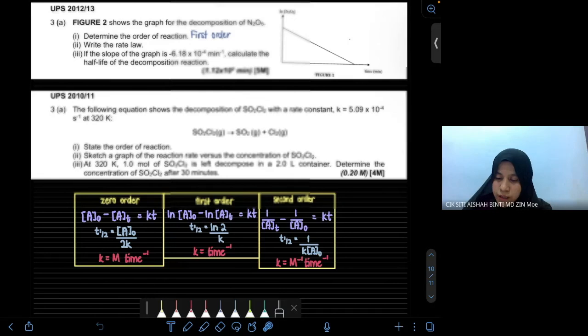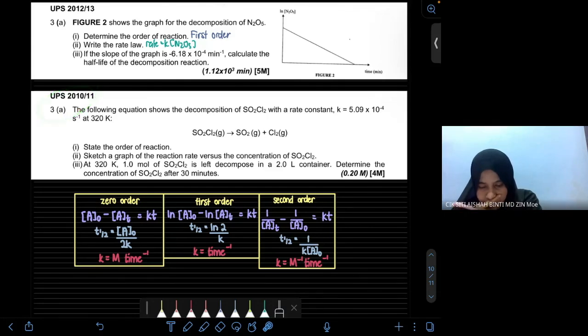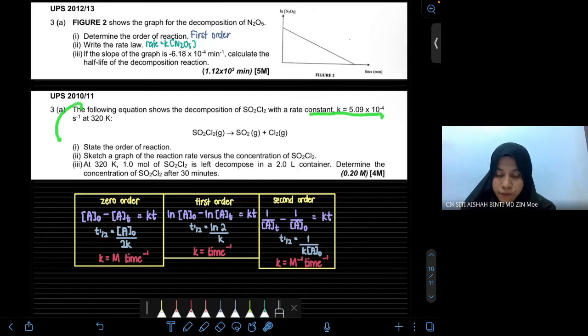Okay, so bila write the rate law, so kita boleh write down lah. Rate law is actually rate is equal to K N2O5 to the power of 1 for first order. So that is for question 2012-13. For yang turn 11 ni, yang ini sama juga. Dia bertanya dekat sini, the following equation shows the decomposition with a rate constant 5.09 exponent negative 4 per second. So they ask you to state the order of the reaction.